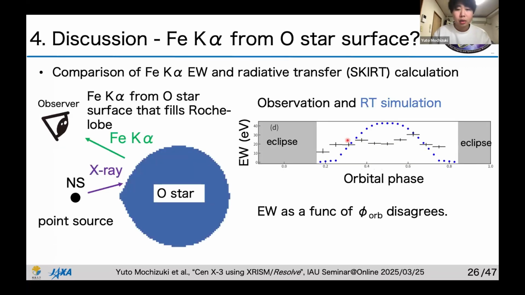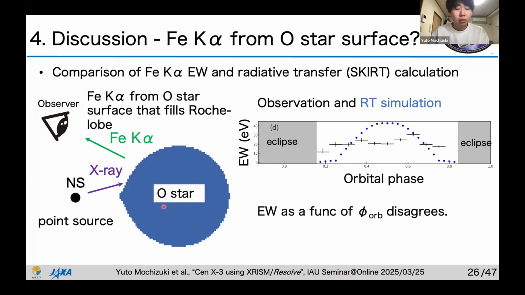Okay. Next, I will discuss the origin of iron K alpha. Since this line does not originate from the vicinity of the neutron star, can it come from the O star surface? To explore this, we calculated the radiative transfer using SKIRT.